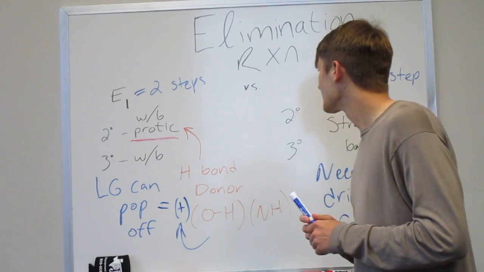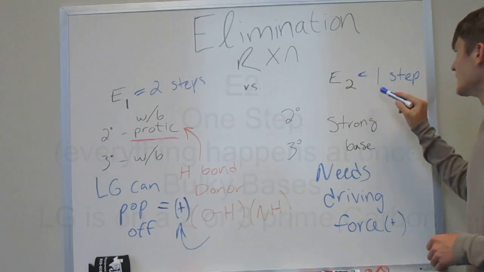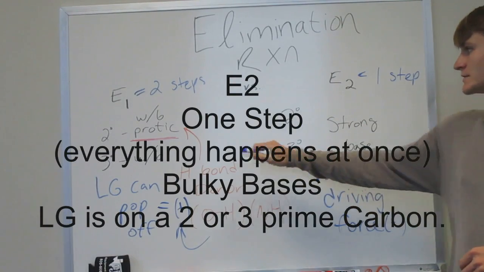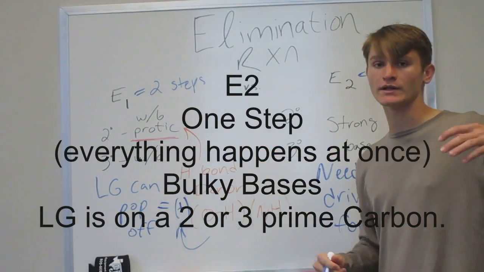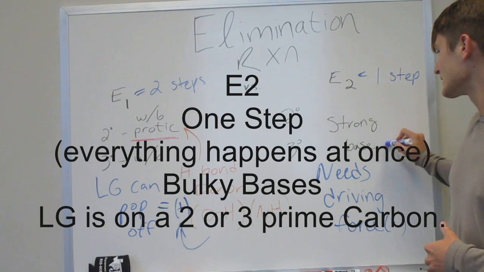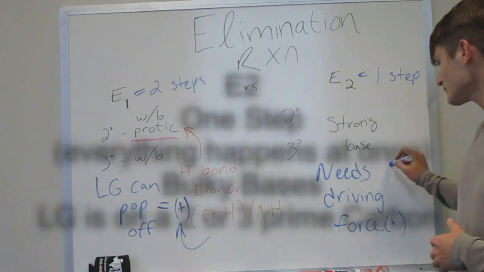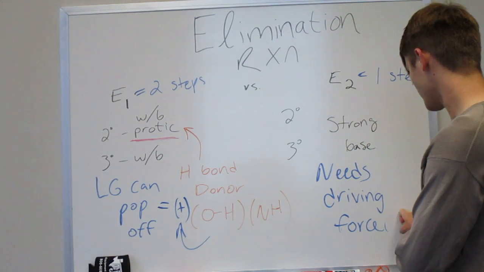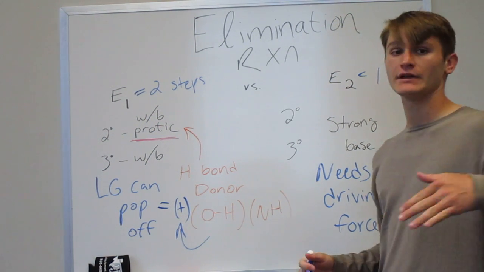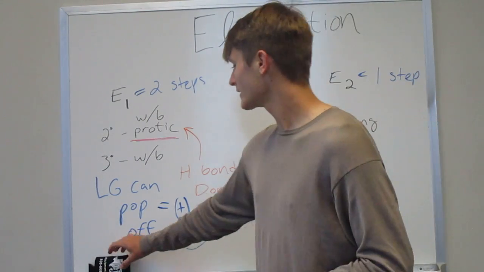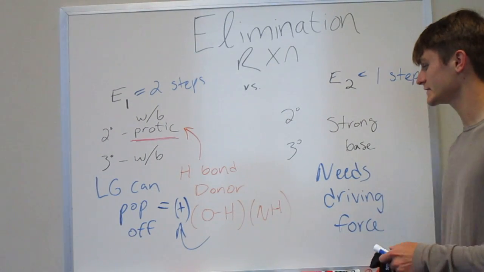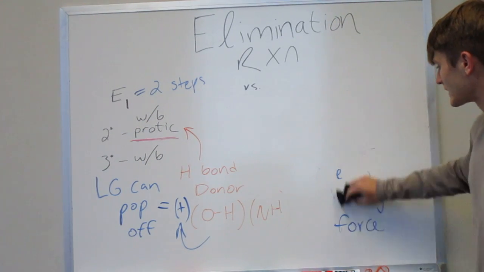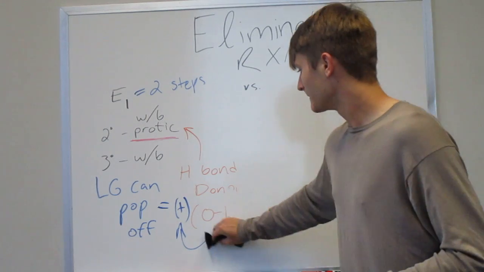So let's go over E2, elimination 2. It's one step. It could happen on a 2' carbon or 3' carbon, similar to E1, so you have to be very careful what it is reacting with. This has a strong base, and it needs a driving force to get it to pop off. Let's pause the video and erase this, and then we're going to look at two different problems that we can evaluate.